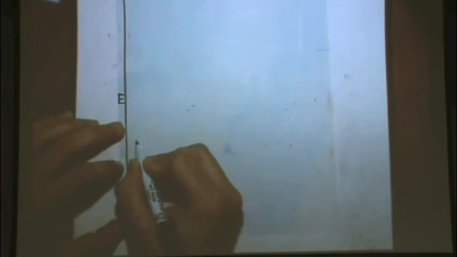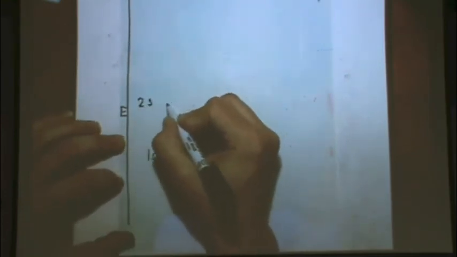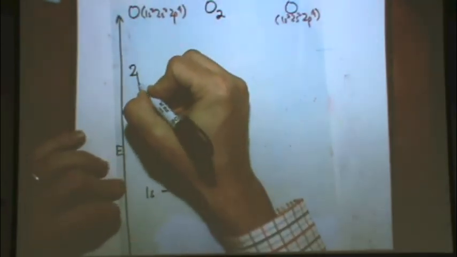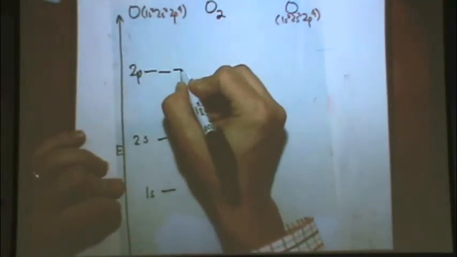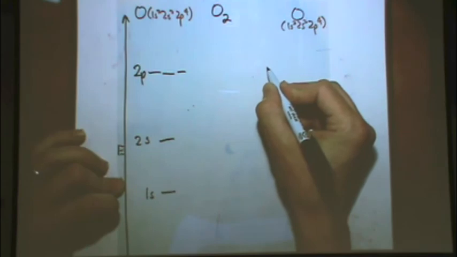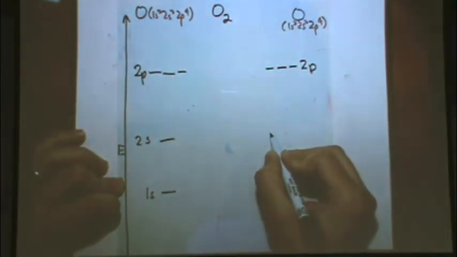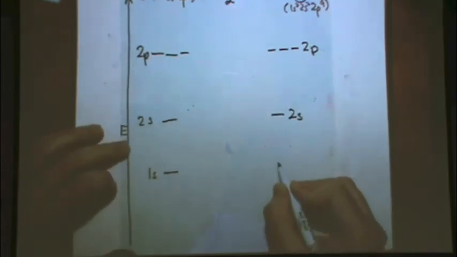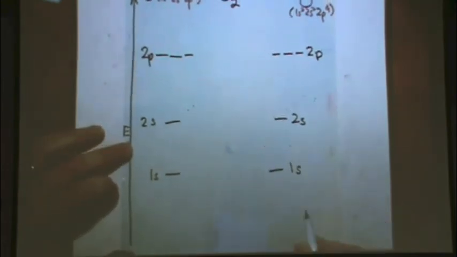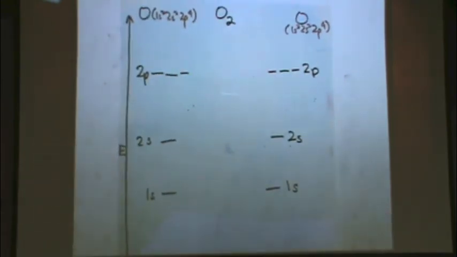So let's do a 1s, a 2s, and a 2p. And same on the other side, 1s, and 2s, and a 2p. Okay? So you've got the same sort of setup as before. 1s is the lowest energy, then comes 2s, then comes 2p.